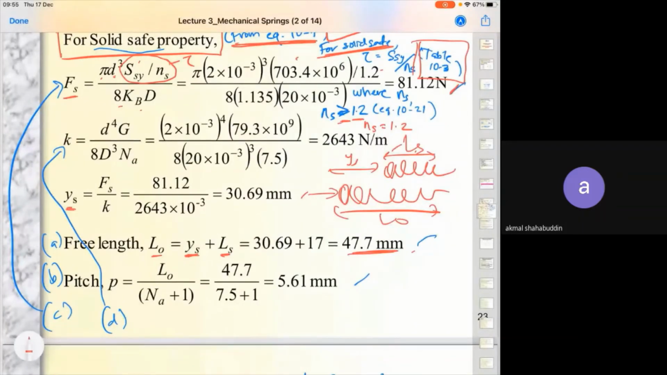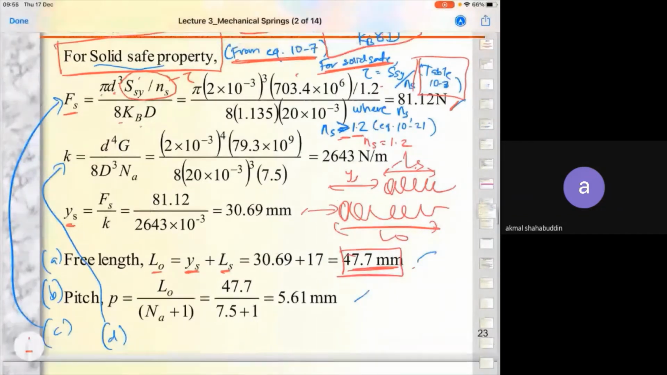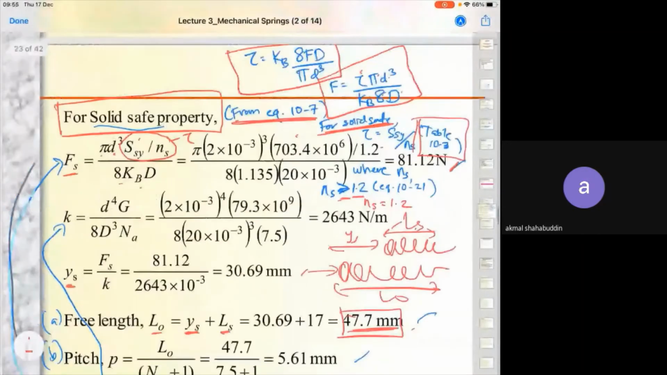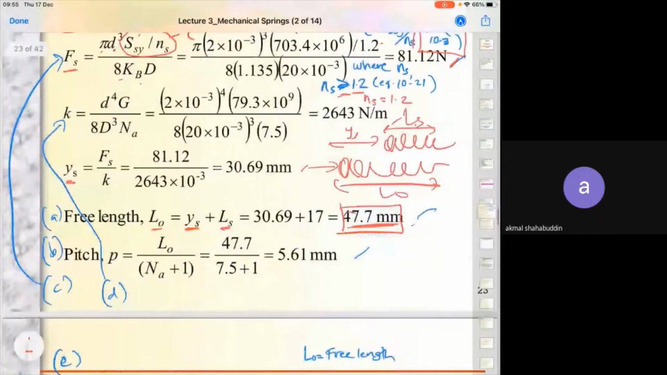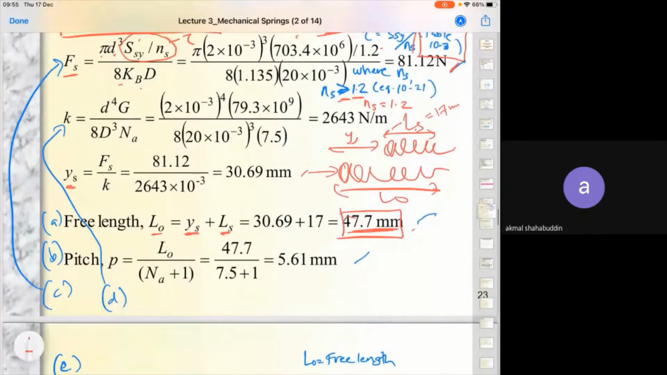So jauh tak? Jauh. Ni adalah total length. Ini adalah mana tadi kita calculate? Ini adalah solid length, 17 mm. Maksudnya bila kita tekan daripada 47 ni, maksimum dia boleh pergi adalah 17 mm. So jauh. That's the capability of spring. And then kita calculate pitch.